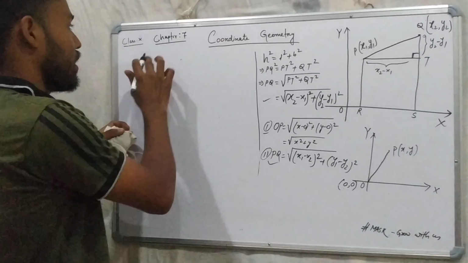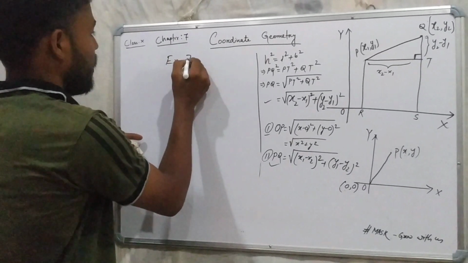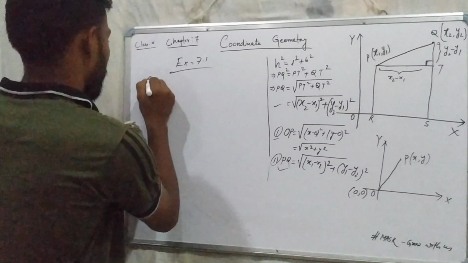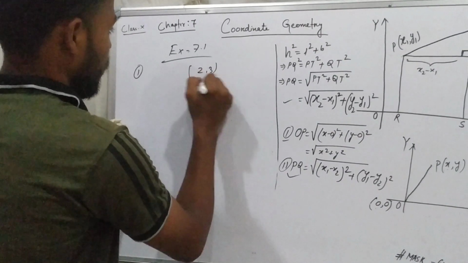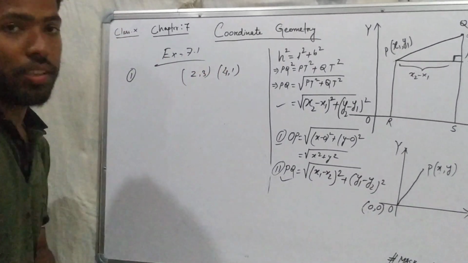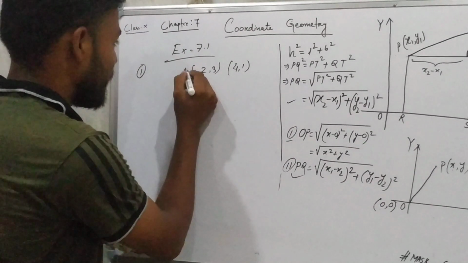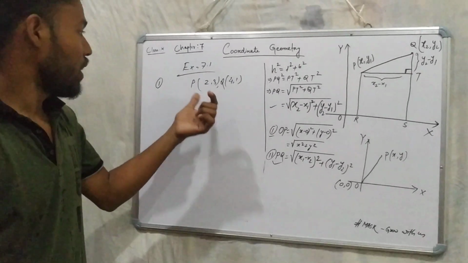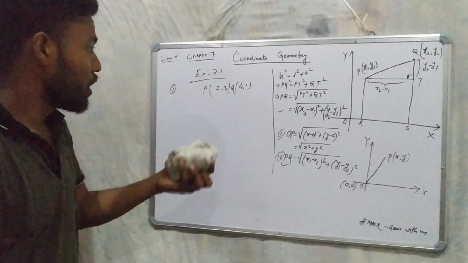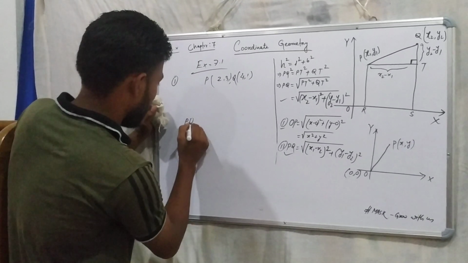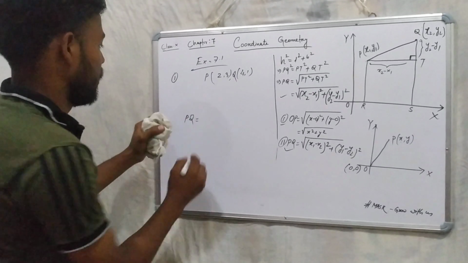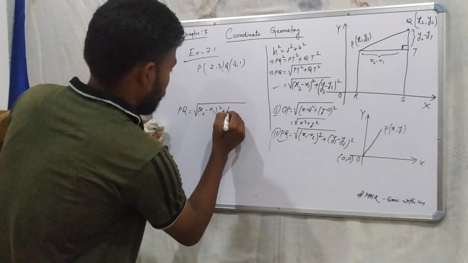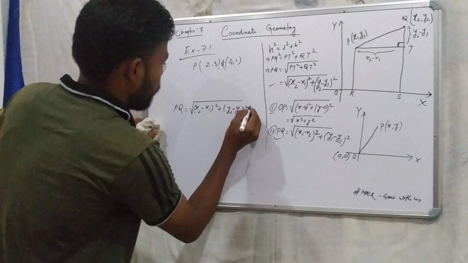So in class 10 mathematics, this is the chapter number 7.1 exercise. In this question we are given 2 points, 2, 3 and 4, 1. Okay, we assume that this is point P and this is point Q. Now we need to calculate the distance between these 2 points, P and Q. So how can we calculate? For this, the formula is the same. PQ equals root of x2 minus x1 whole square plus y2 minus y1 whole square.